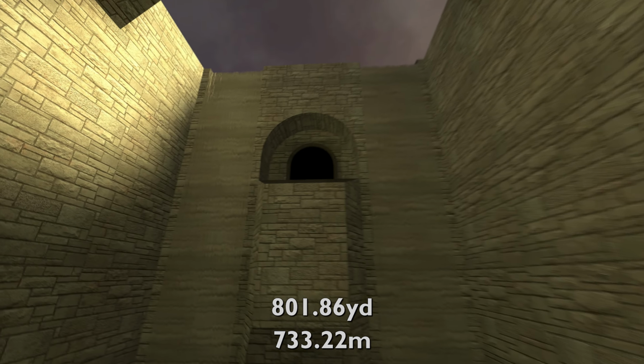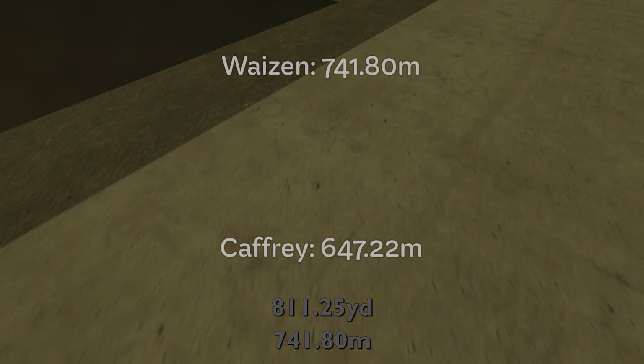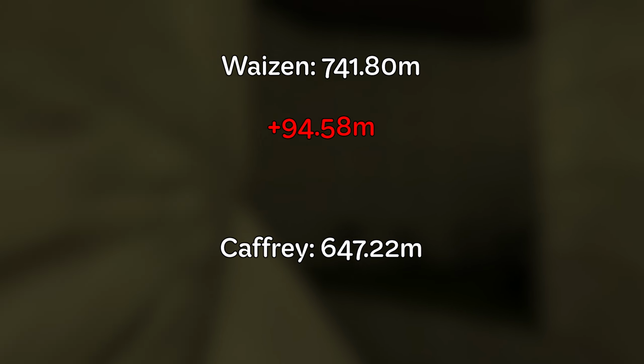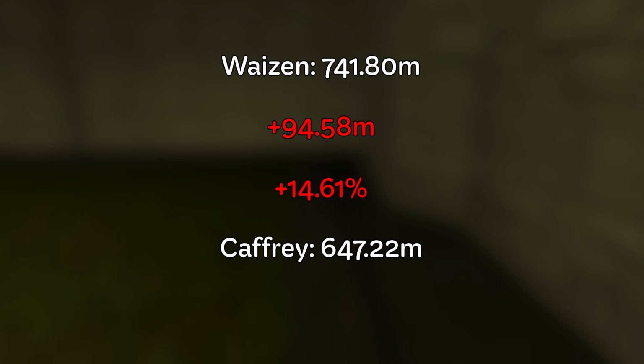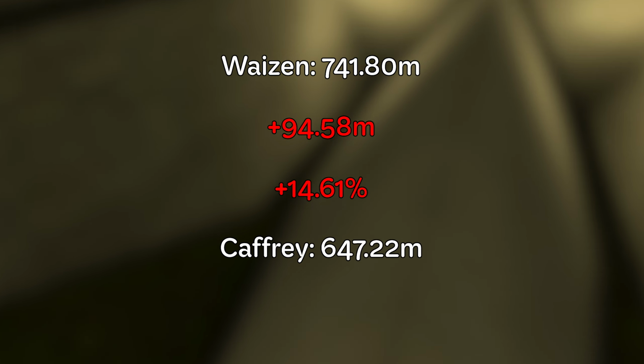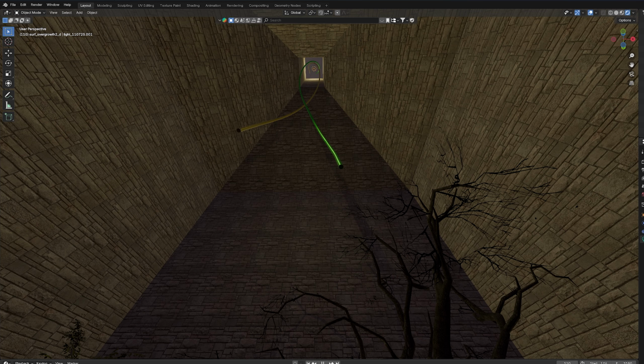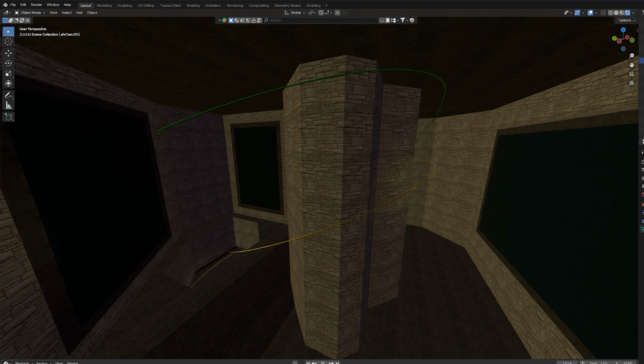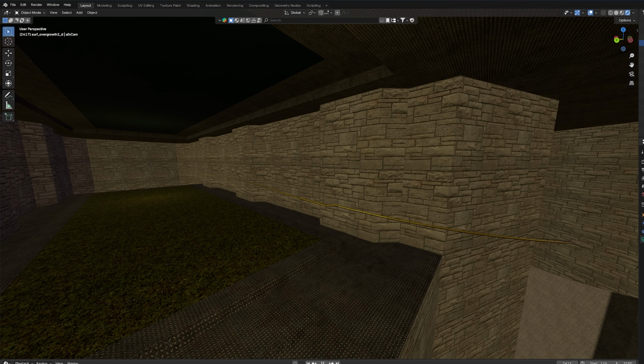Yeah, the difference here is obviously huge, that is not surprising. Coming in at 94.5 meters, almost 15%, Weizen traveled more compared to Caffrey. In Blender it's just night and day really. You clearly see Weizen just being happy to get from one ramp to the next, while it's Caffrey trying to do it as quickly as possible.